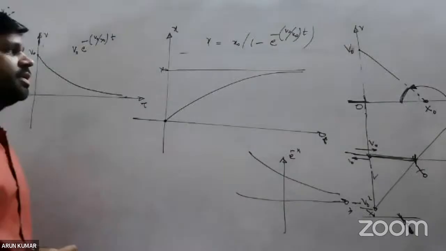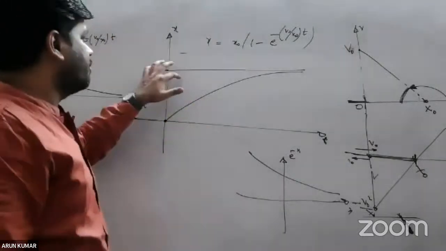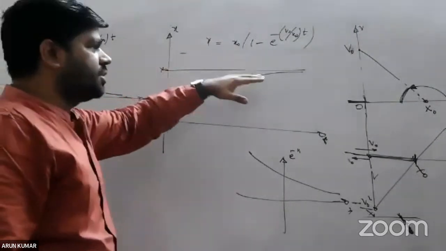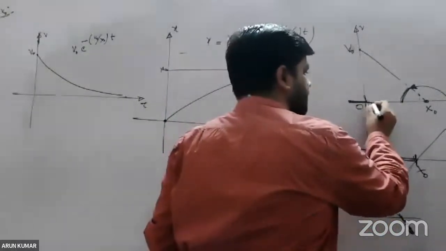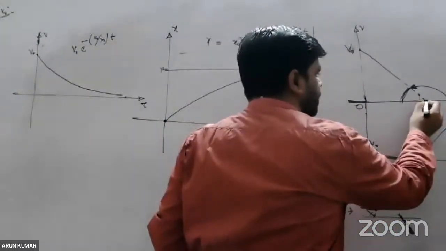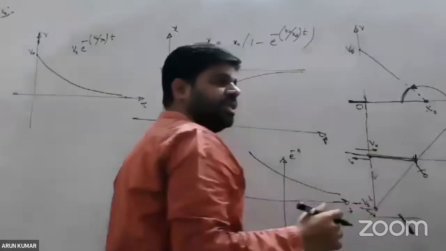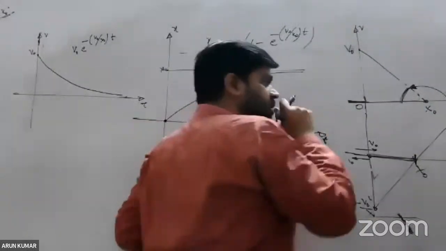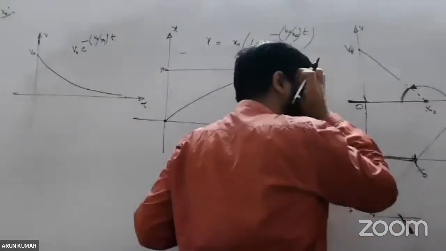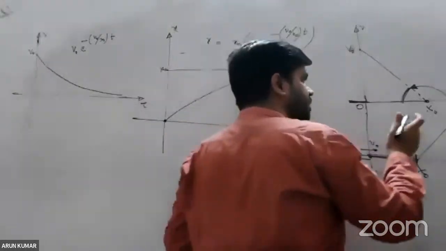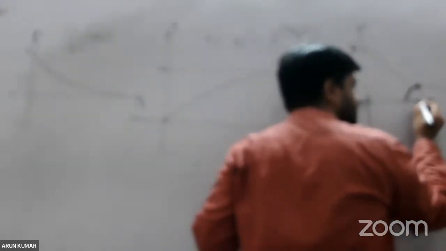Look at how x is varying. The particle is never crossing x naught. It is only approaching x naught. It doesn't stop at all. It is approaching x naught. There is a fundamental significance of this situation. But right now, understand that the particle is just approaching x naught and it's not reaching x naught.